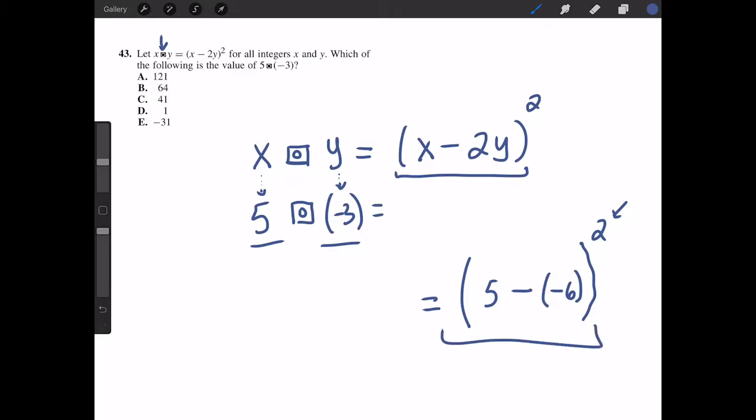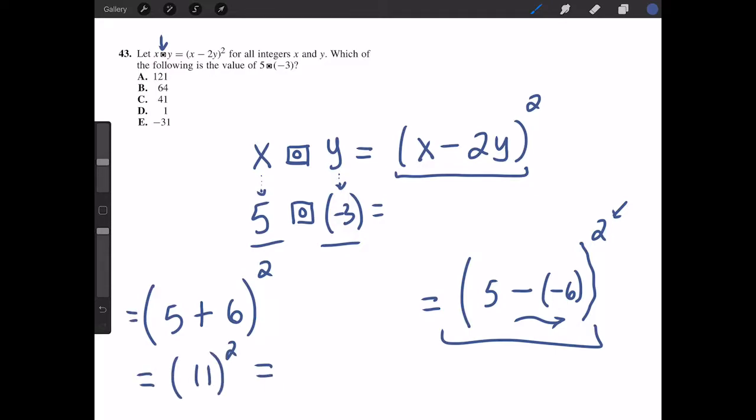The next step is to simplify this. So when you subtract the negative, you're adding. So this becomes (5 + 6) squared. And that is equal to, well, 5 plus 6 is 11, so 11 squared, which is, of course, equal to 121, which is choice A.